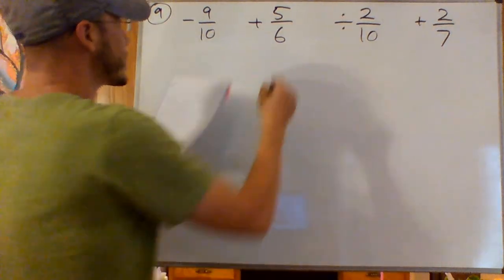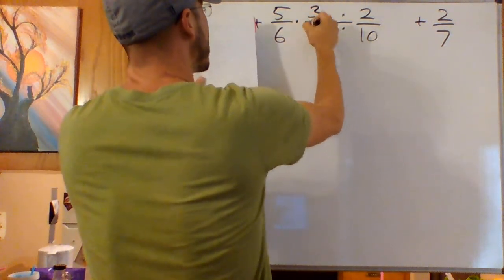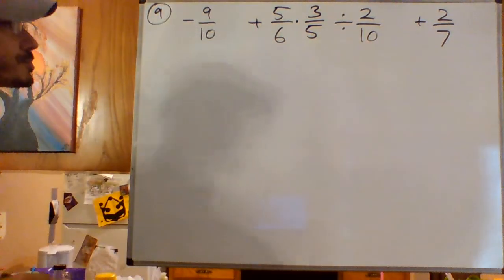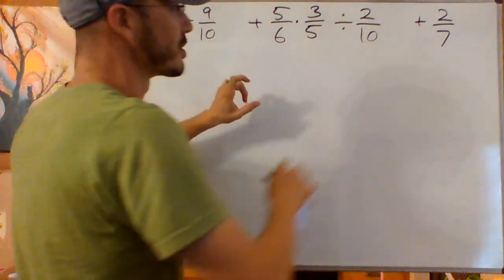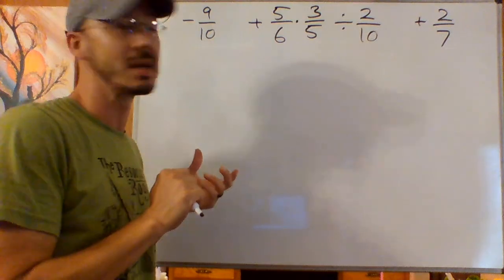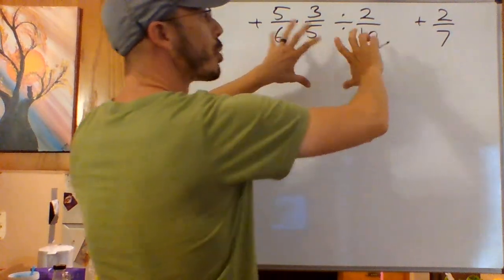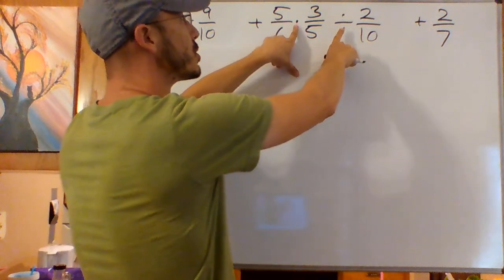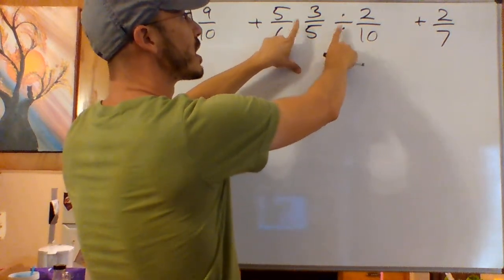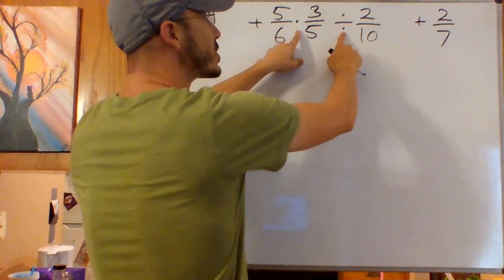No, I missed one. Sorry. Times 3/5. That's what I'm missing. So I left space for some of these, but it's really not the right time for that because addition is not the first thing we're going to do. There's no parentheses or exponents, so we're going to do multiplication and division left to right. That means we do the multiplication first, then the division.